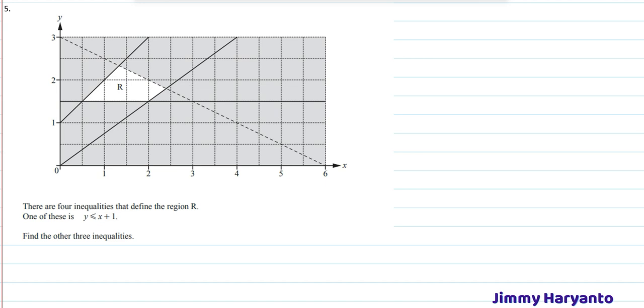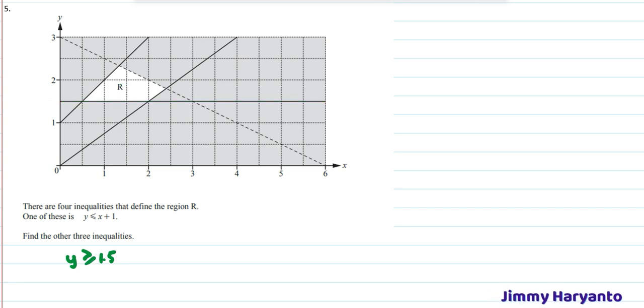Okay, next is question 5. For question 5, we have 1, 2, 3, 4 inequalities. So first, I want you to take a look at the horizontal line. The horizontal line lies on 1.5, and a horizontal line means y equals 1.5. The region is above. That means greater than or equal to. It's a straight line. That means you have to put equal to.